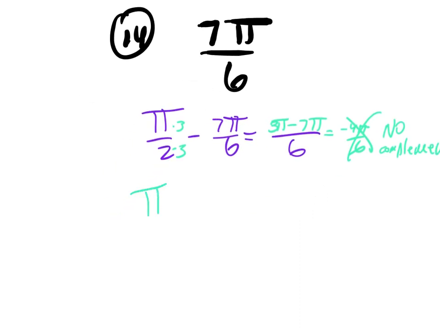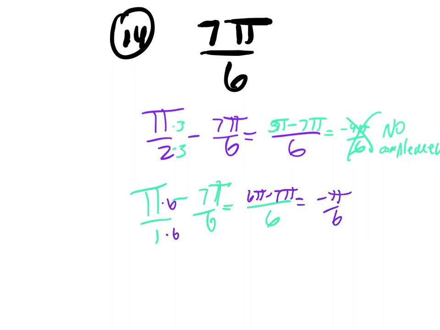So now I'm going to do the same thing with pi to find the supplement. 7 pi over 6. Common denominator is 6. So I have 6 pi minus 7 pi. I get negative pi over 6. Is there a supplement, guys?